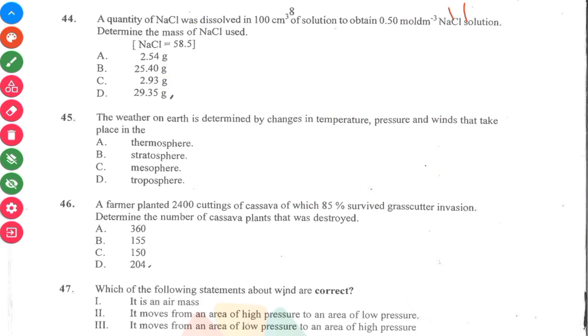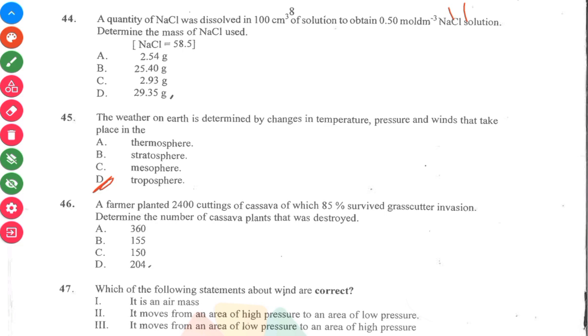Question number 45. The weather on Earth is determined by changes in temperature, pressure, and winds that take place in the: we have thermosphere, we have stratosphere, we have mesosphere, we have troposphere. Question 45, the answer is D, troposphere.